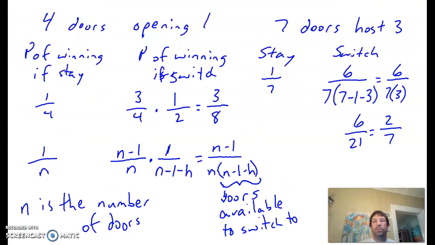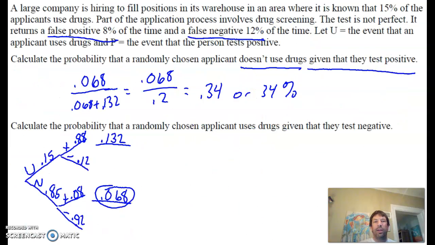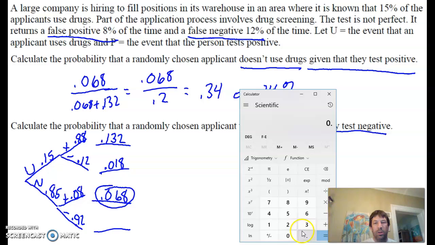All right, now just to show how we can use this with the second half of this example, calculate the probability that a randomly chosen applicant uses drugs given that they test negative. So start here, given that they test negative. So now we do want to know these other pieces here. So we would take 0.15 times 0.12, and that would be 0.018. And then we would take 0.85 times 0.92, and that would be 0.782.